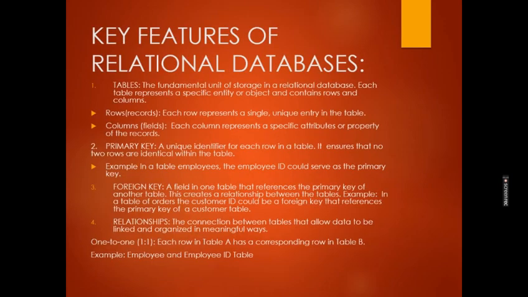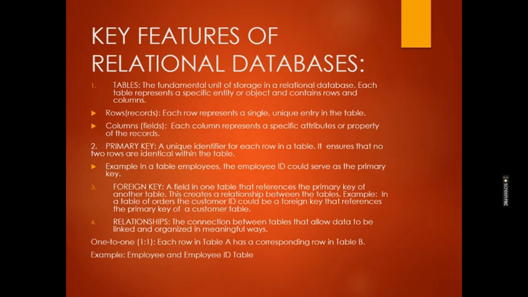Next, we are going to talk about the key features of a relational database. The first feature is tables. Under tables, we shall see columns and rows. A table is the fundamental unit of storage in a relational database. Each table represents a specific entity or object and contains rows and columns. A row, which is the same as a record, represents a single unique entity in the table. Columns: each field represents a specific attribute or property of the records.